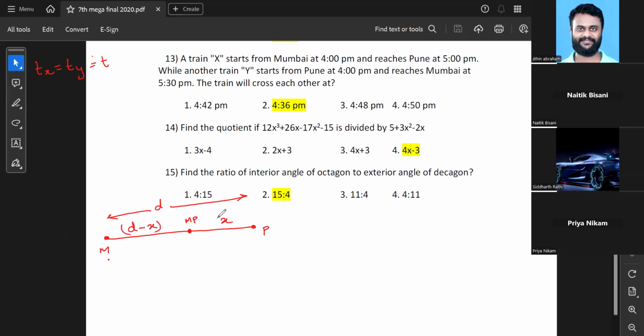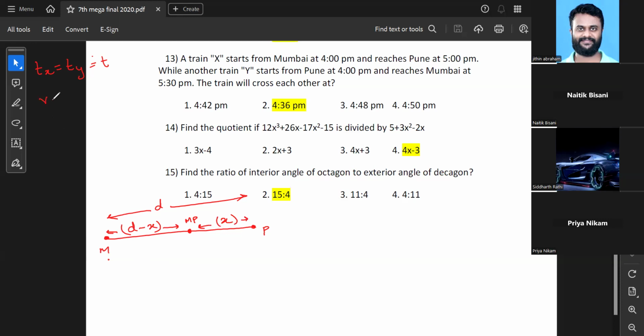You are understanding this much? Yes, sir. X is the distance, right? Like from MP to P. Correct. It's the distance. Okay. Clear? Yes, sir.